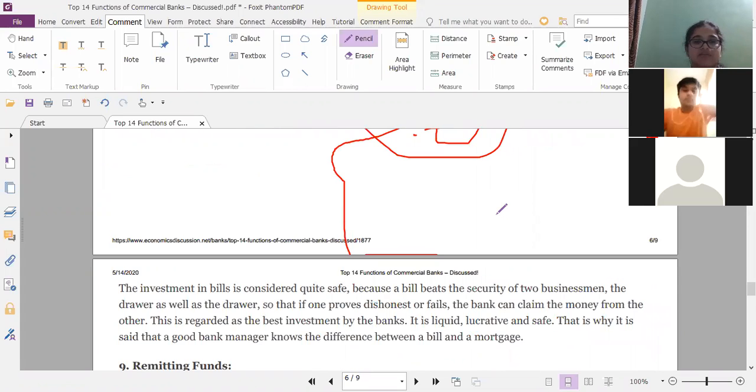The investment in bills is considered quite safe, because a bill bears the security of two businessmen, the drawer as well as the drawee, so that if one proves dishonest or fails, the bank can claim the money from the other, right? So you have a security of two people, A and D, isn't it? A and D are both involved in the bill of exchange discounting.